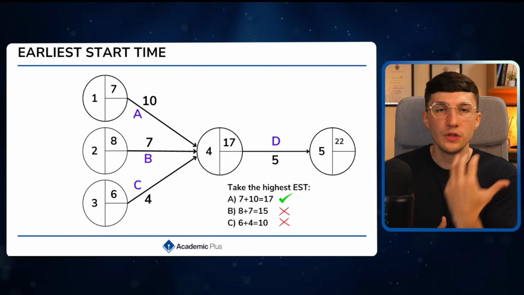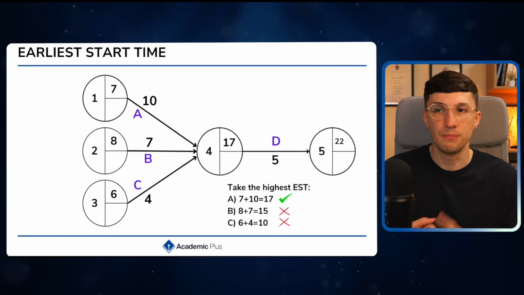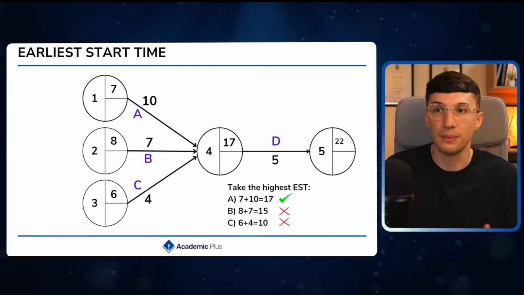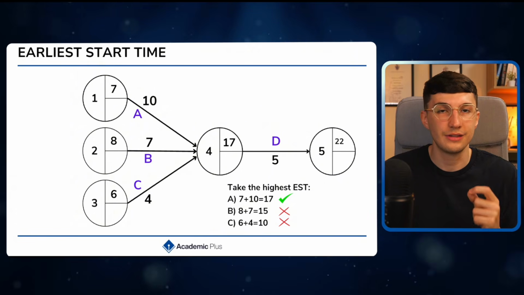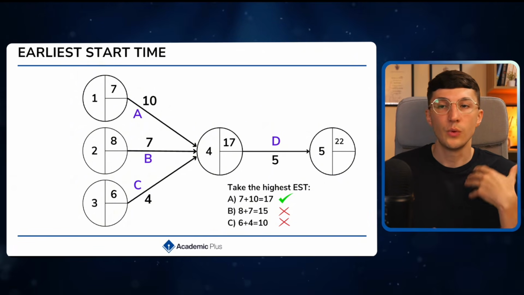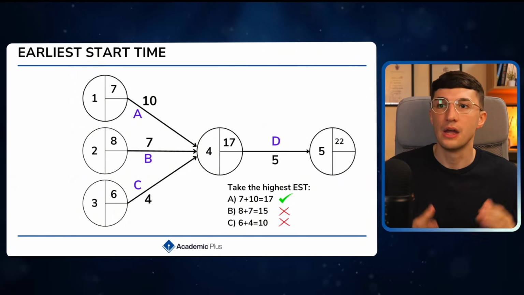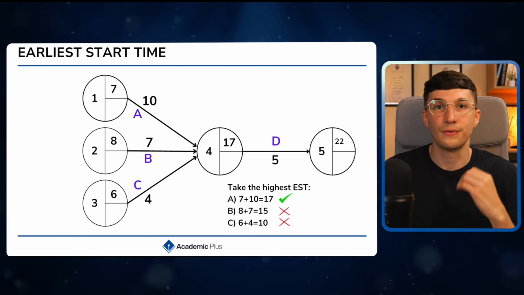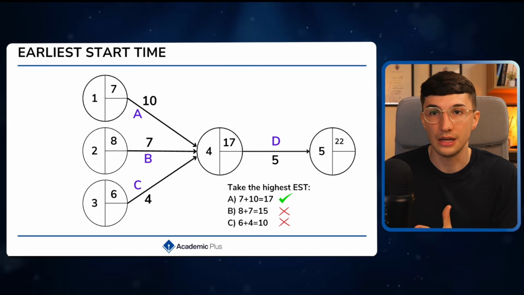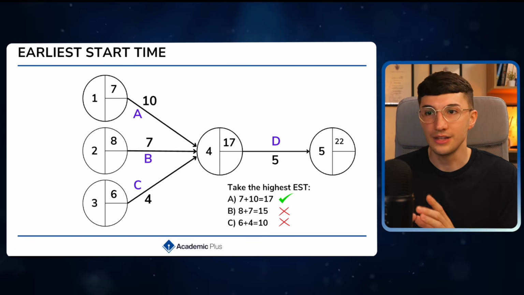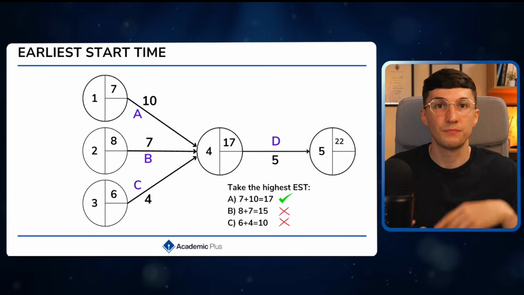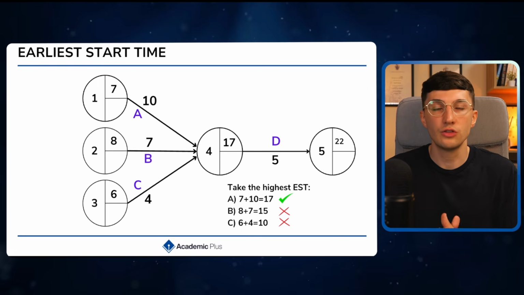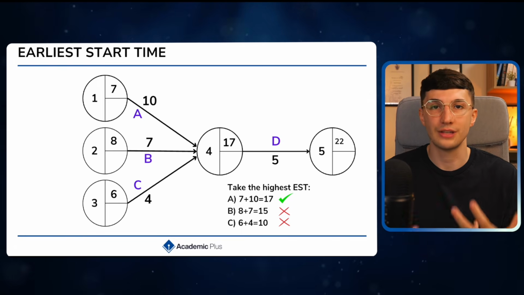Because look, we've done the earliest start time calculations for A, B, and C. So looking at task A, it starts on day 7 and takes 10 days to complete. The earliest start time for task D could be on day 17. We do the same thing again for task B. It starts on day 8, takes 7 days to complete. The earliest start time for task D could be on day 15. We do the same thing again for C. Task C starts on day 6, takes 4 days to complete. The earliest start time for task D could be on day 10.